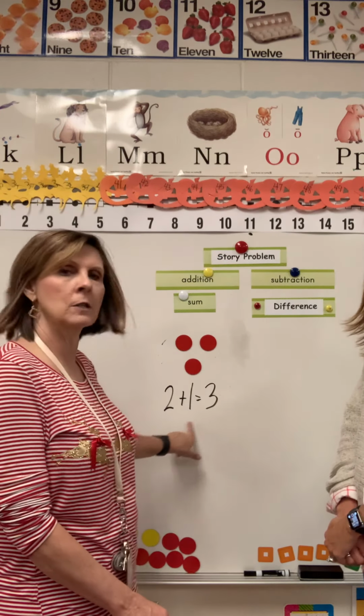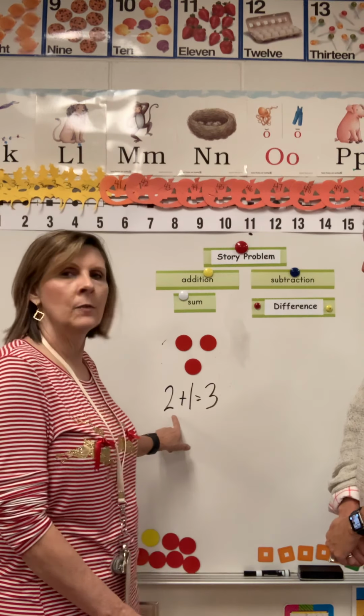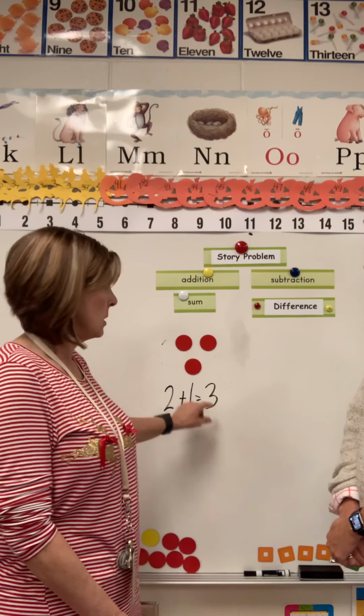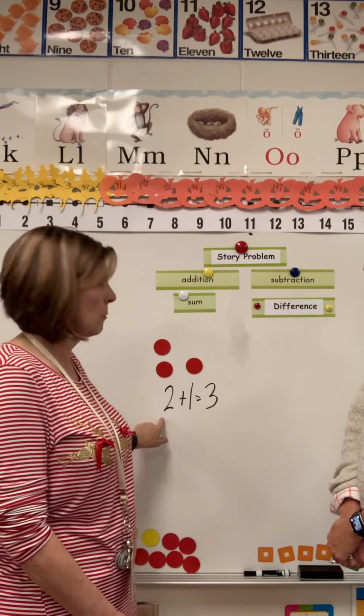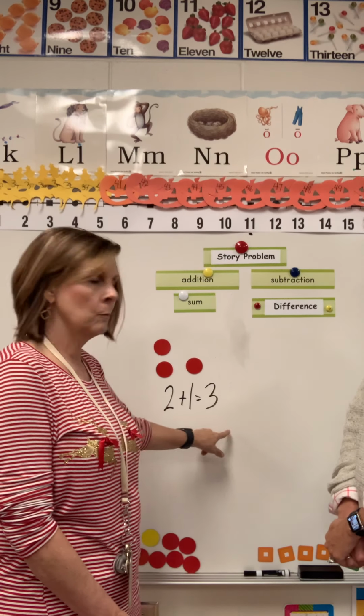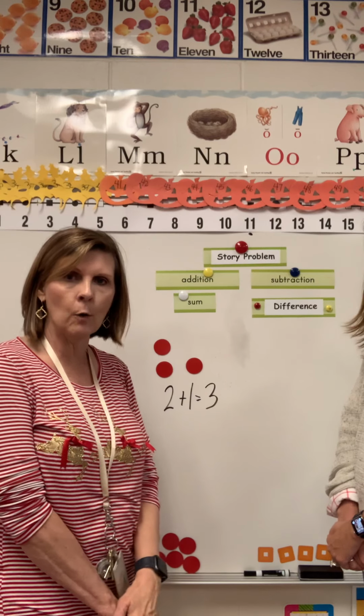Now, we've talked about this a little bit when we did +1 and -1. This is called an equation. So we're also representing our story with the numerals too when we do this, so that we can see what it would look like in an equation.